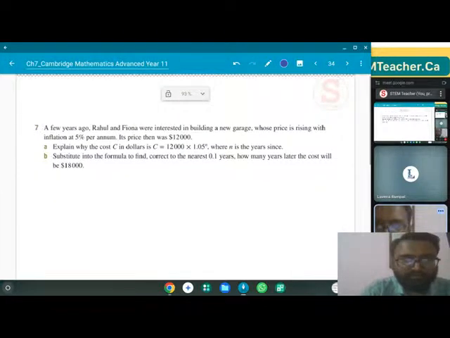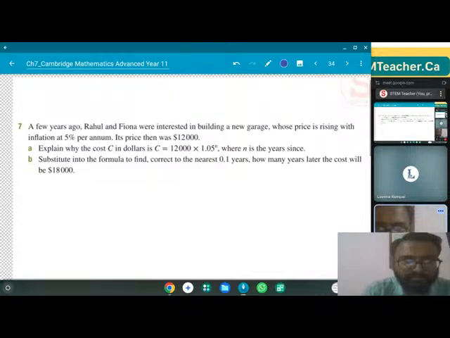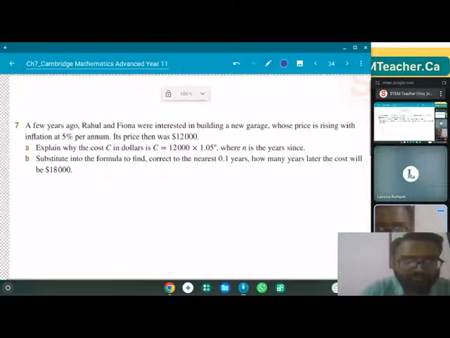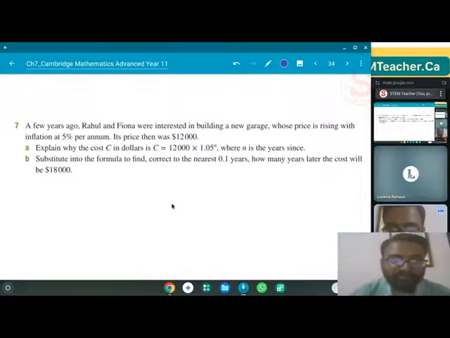So, can you read this question? Explain why the cost is in dollars. Why? Because it is inflation. Inflation means the rate of the property increases every year by 5%.